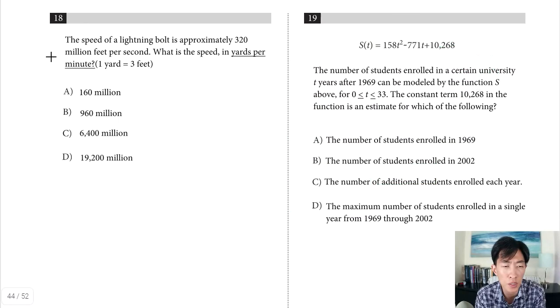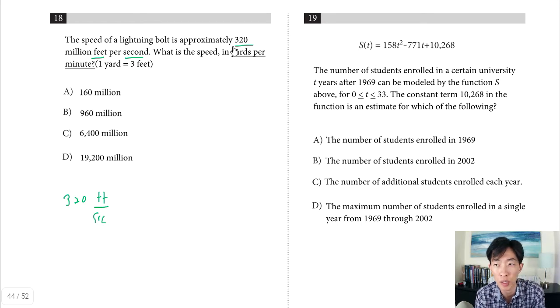Question 18: the speed of a lightning bolt is approximately 320 million feet per second. What is the speed in yards per minute? So let's take a note. We're looking at feet per second, so I'm going to write that down: 320 million feet per second. And they want yards per minute.